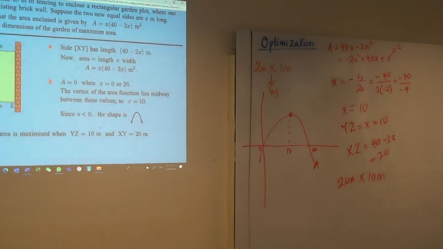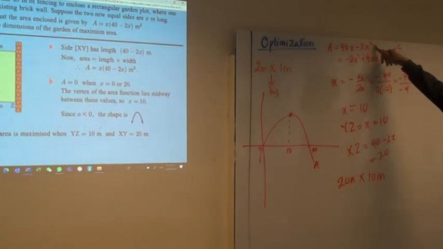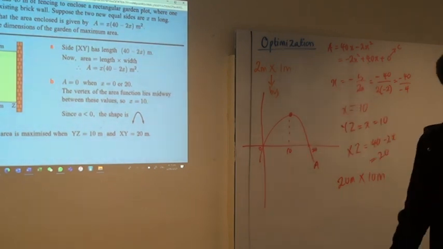So what is the maximum area itself? 200 meters squared. Because if this is the length and this is the width, and we're talking about the rectangle, that is it. And that 200 can be extracted directly from here when you put 10. Does this make sense? Just giving more information.